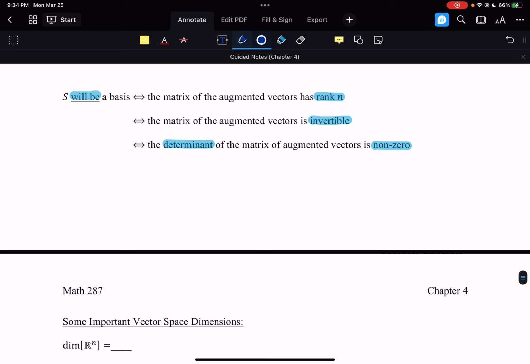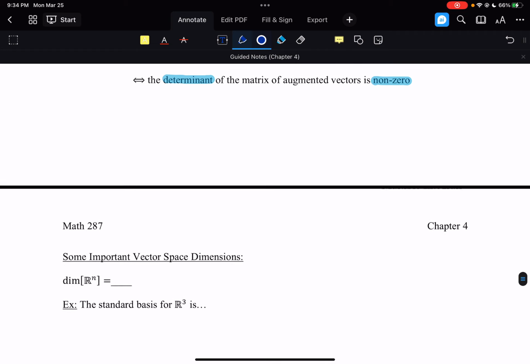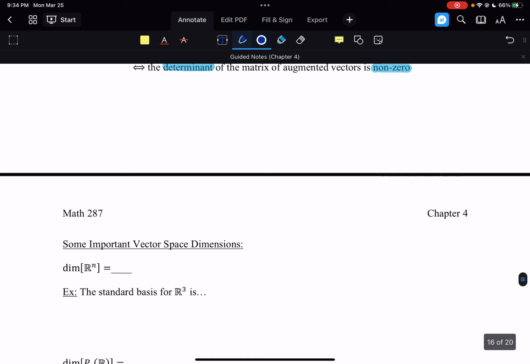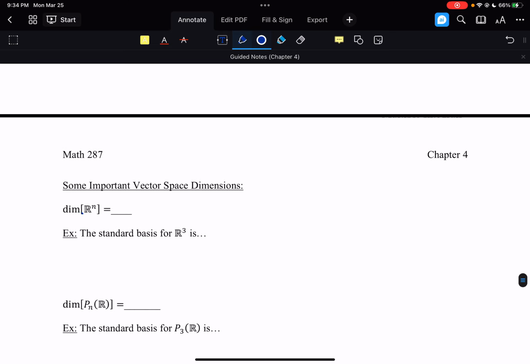Now, there are bases for all of these standard vector spaces that we've looked at so far in chapter 4. I want to talk about some of the more important bases and dimensions for these vector spaces. So the dimension of Rn, like I mentioned a little bit ago, is n. The standard basis for these vectors is going to be our traditional vectors here. So for R3, for example, that would be 1, 0, 0, 0, 1, 0, 0, 0, 1. This is a set of three vectors, right, with a dimension of 3.